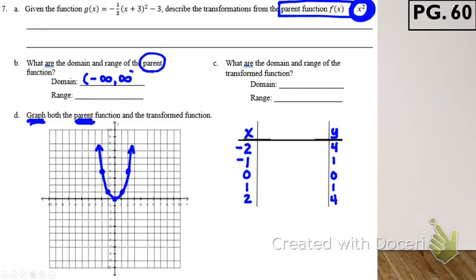Yep, -infinity to +infinity. Absolutely correct. The range for my parent function. When I'm talking about range, it's always going to be the lowest point, my minimum first, followed by the maximum point, the highest point. What is the lowest this parabola ever goes? 0.